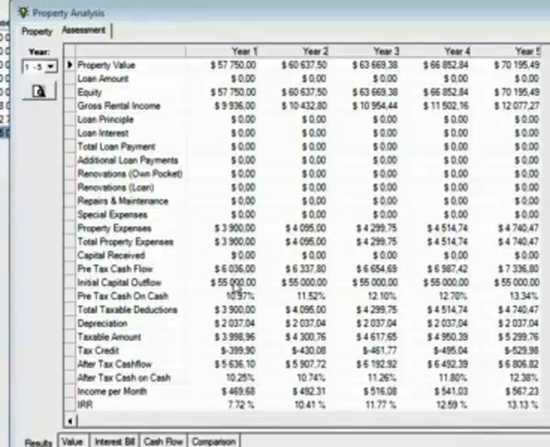What's key here is our cash on cash. Our actual yield is about 10%. So everybody talks about net yield, gross yield, etc., etc. Our net yield here is about 10.25%.